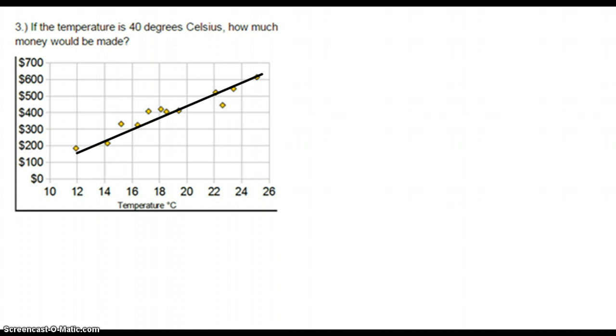Alright, so anytime we're making a prediction from a scatter plot, we need a trend line first, which I've put in here, and then we need to come up with a slope because we need to come up with an equation that will help us make our prediction. So we are asked to find how much money would be made if the temperature is 40 degrees Celsius based on this data. So the first thing we need to do is find 2 points that appear to be on this line, because to come up with our equation, we're going to use point slope form.